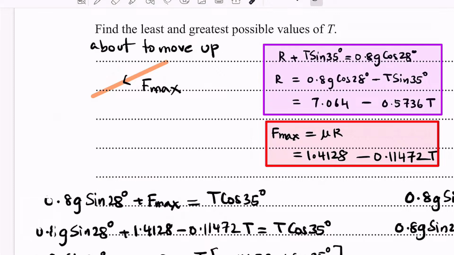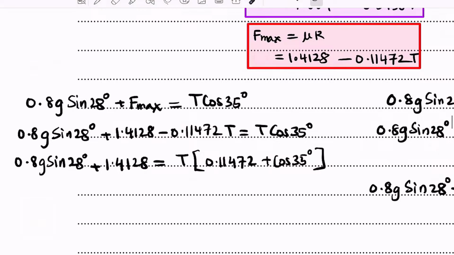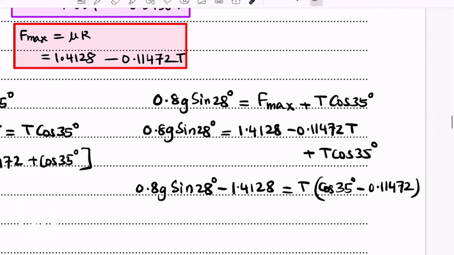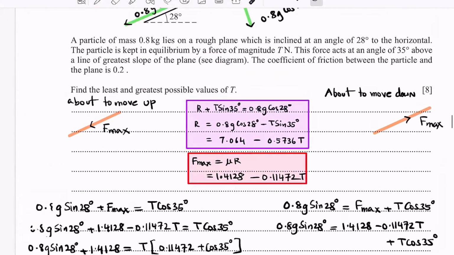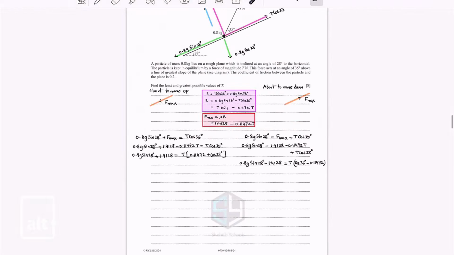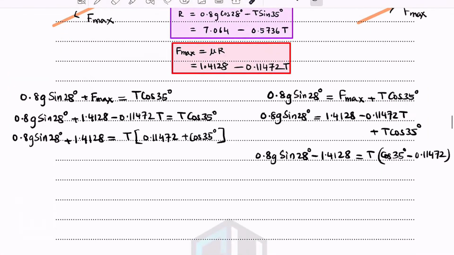Now you work it out. What is the strategy? The strategy is to make T the subject. So over here there is a T, there is a T over here, and then you work it out. What am I looking for? I am looking for the maximum, greatest and least possible values of T.